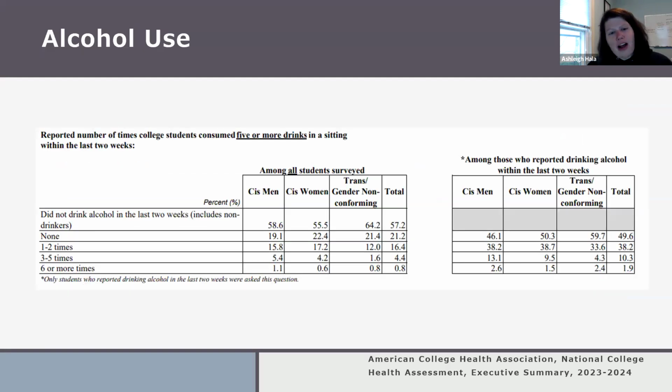So then we think about 5 or more drinks, right? So now we're sort of excluding everybody who had 4 or fewer. So here is the reported number of times students consumed 5 or more drinks in a sitting, and this one's in the last 2 weeks. So what you'll see here is some data around this idea of heavy episodic drinking or binge drinking. But the other piece that I want to call your attention to is "I did not drink alcohol in the last 2 weeks," which includes non-drinkers, being our most significant percentage here. And we're going to talk more about non-drinkers in a second.